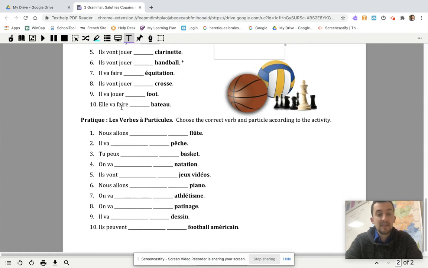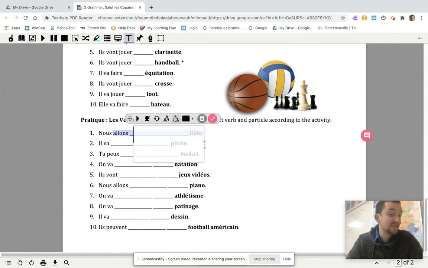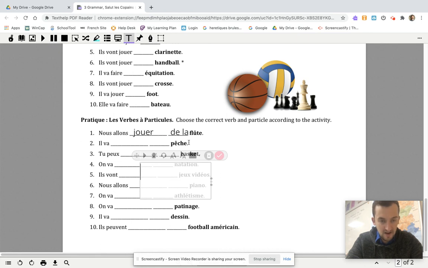All right. The last practice is most like what you'll have on your quiz. You have to choose both the verb and the particle. So you don't have to conjugate the verb, so at least there's that relief. So nous allons blank blank flûte. So we want to say play of the flute because instruments you play of. D'accord? Jouer de. So I know that this is going to be jouer de la flûte. D'accord? On the first blank, jouer. On the second blank, de la.